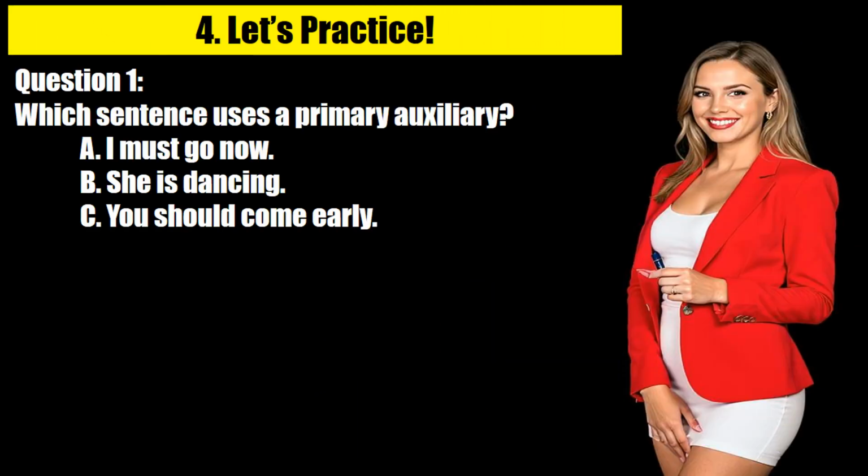4. Let's practice. It's quiz time. I'll give you 3 short questions. Let's see how well you got it. Question 1. Which sentence uses a primary auxiliary? A. I must go now. B. She is dancing. C. You should come early.